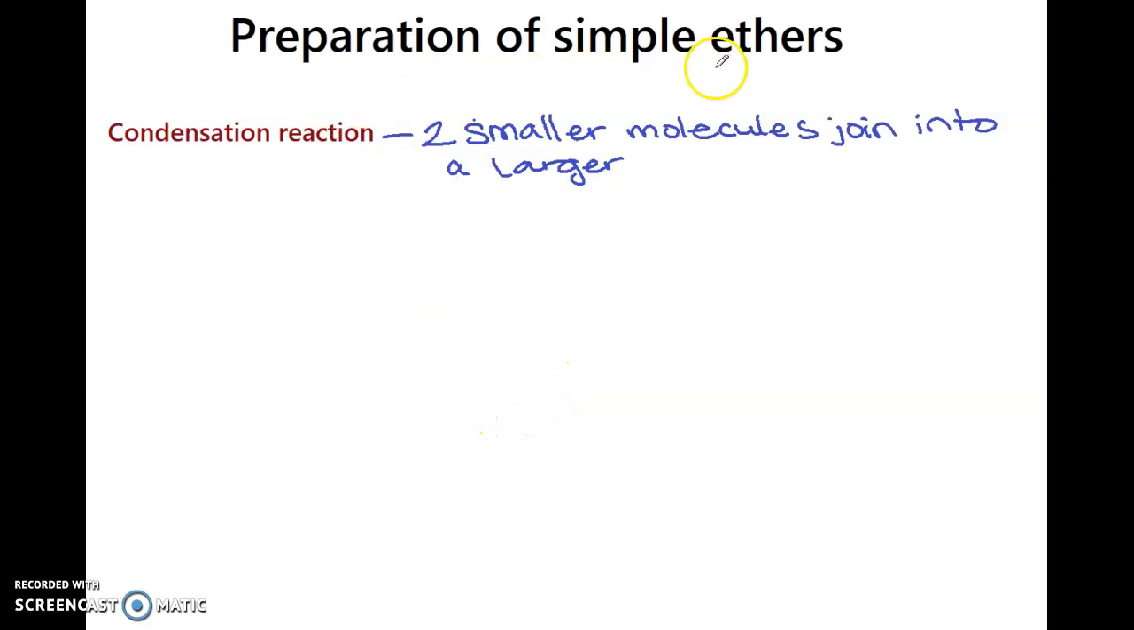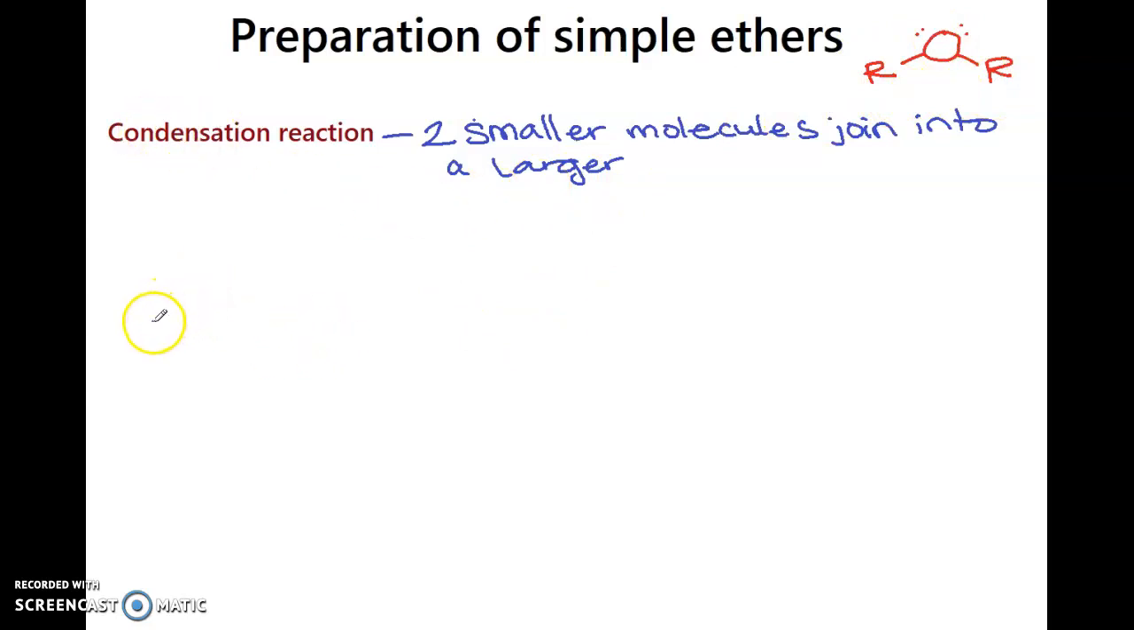In preparing an ether, maybe we should review our general structure of an ether. So let's get that up here. We have an oxygen that is single bonded to a carbon group, an alkyl or an aromatic, on either side. So let's look at how we could form an ether through the condensation of two alcohols.